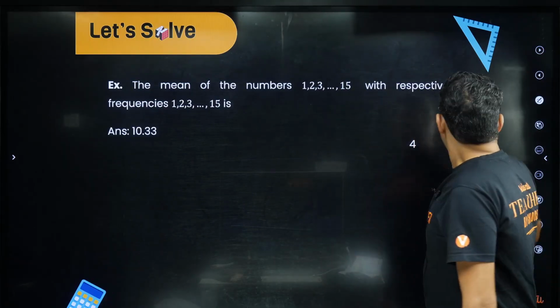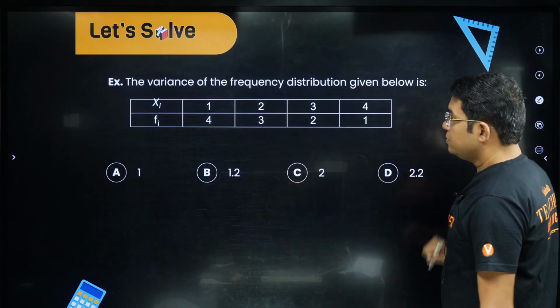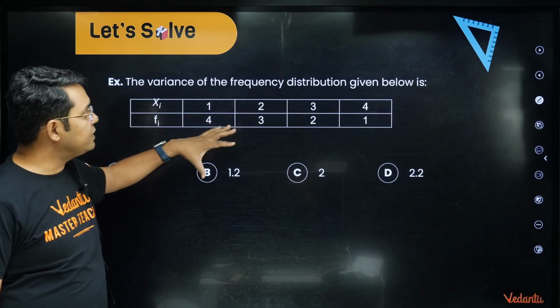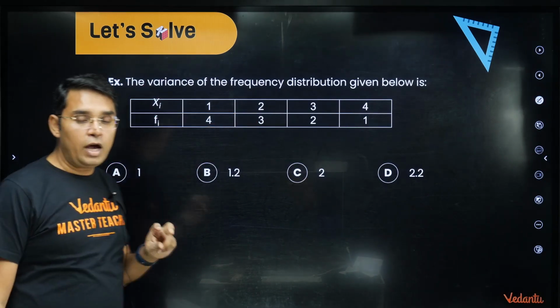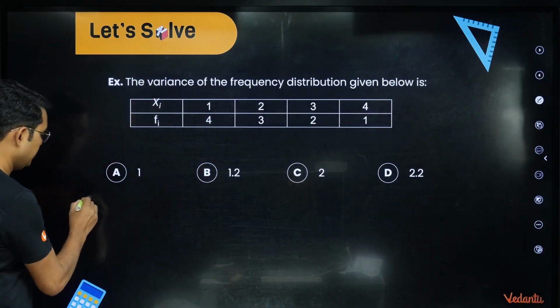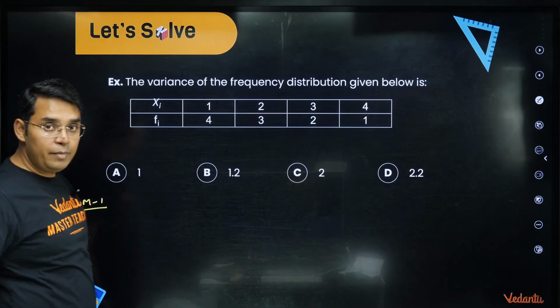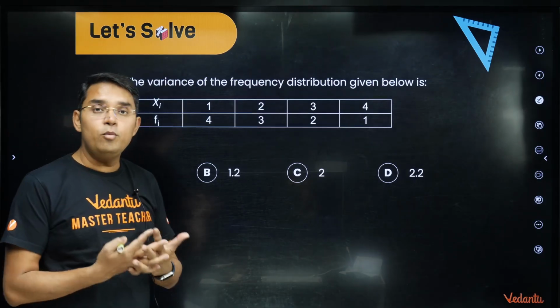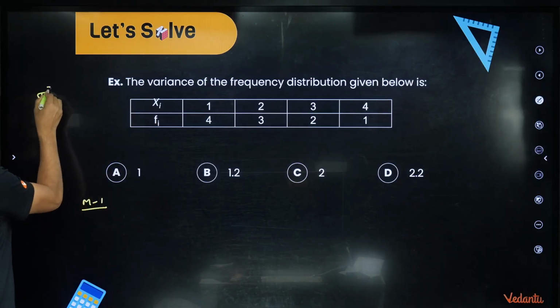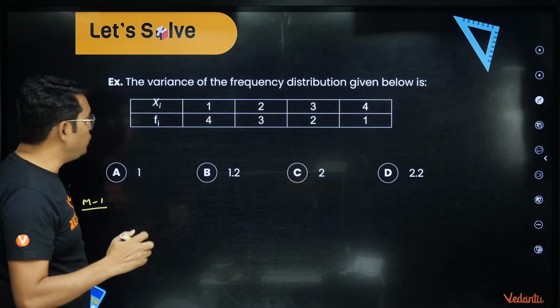Okay, coming to the next question. Now this question says variance of frequency distribution given below is. Now I will like to give you this question with two methods. The first method is, and before that I will like to tell you what is the formula of variance. So whenever we are looking for variance, that is sigma square, there are two results that you need to remember.